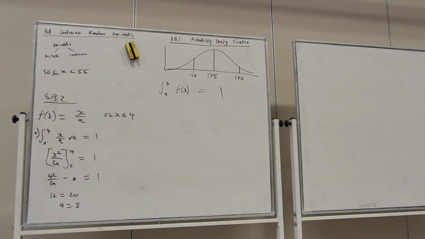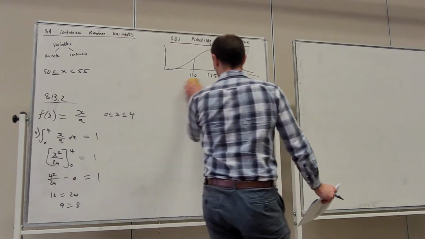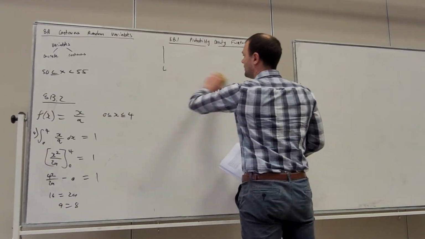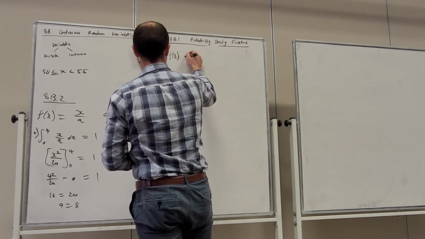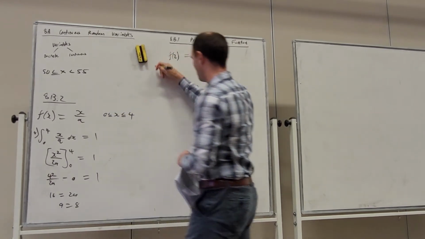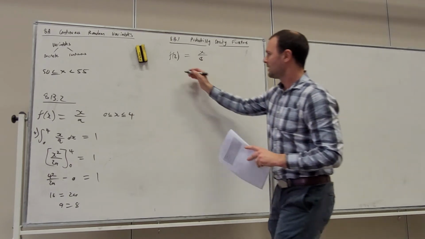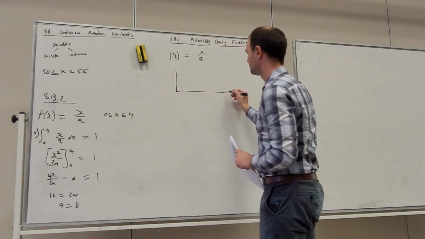Okay. So I'm going to sketch this probability distribution for you guys. Show you what it looks like. So the function is x on top of 8. All right, we figured out the value of a is 8. And so here's what it looks like.